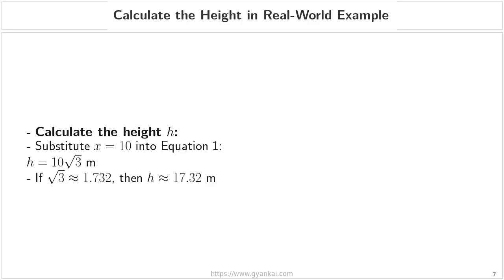Now, if you need a decimal answer for a practical application, we can use the approximation for the square root of 3, which is roughly 1.732. When you multiply 10 by 1.732, we find that the height of the pole is approximately 17.32 meters. And there you have it. We've moved from the initial shadow measurements all the way to determining the height of the object itself. Let's take a moment to review the key takeaways from this entire process.